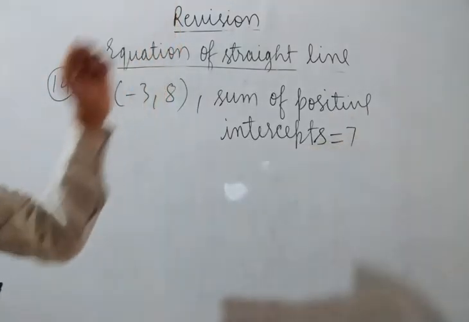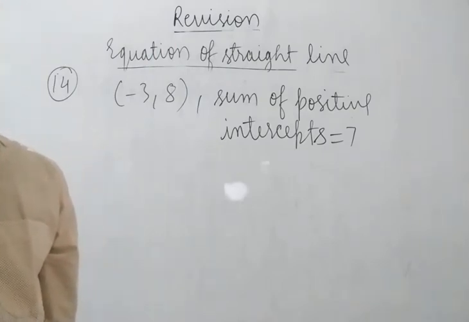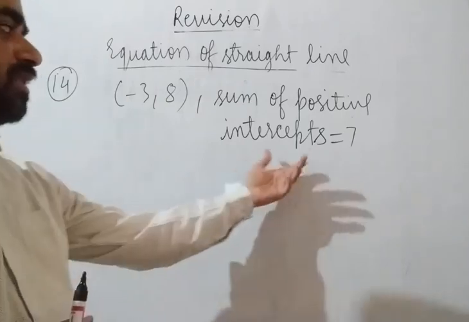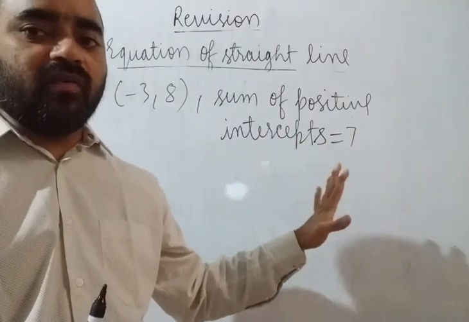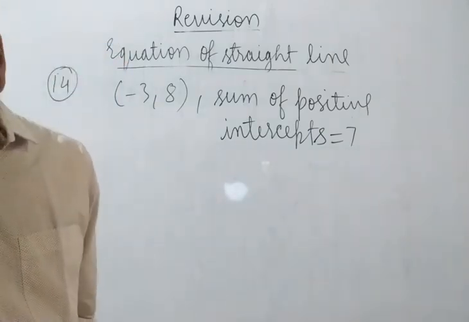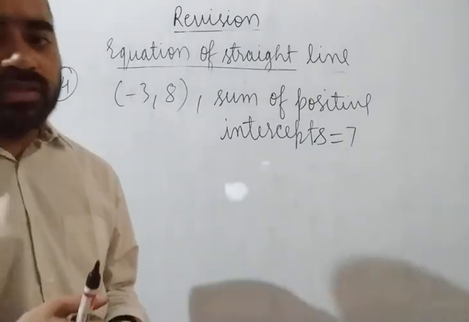Next question number 14. Good question. A straight line makes positive intercepts on the coordinate axes whose sum is 7. It means the sum of the intercepts made on the x and y axis is 7, and the line is passing through the point (-3, 8). Find its equation.